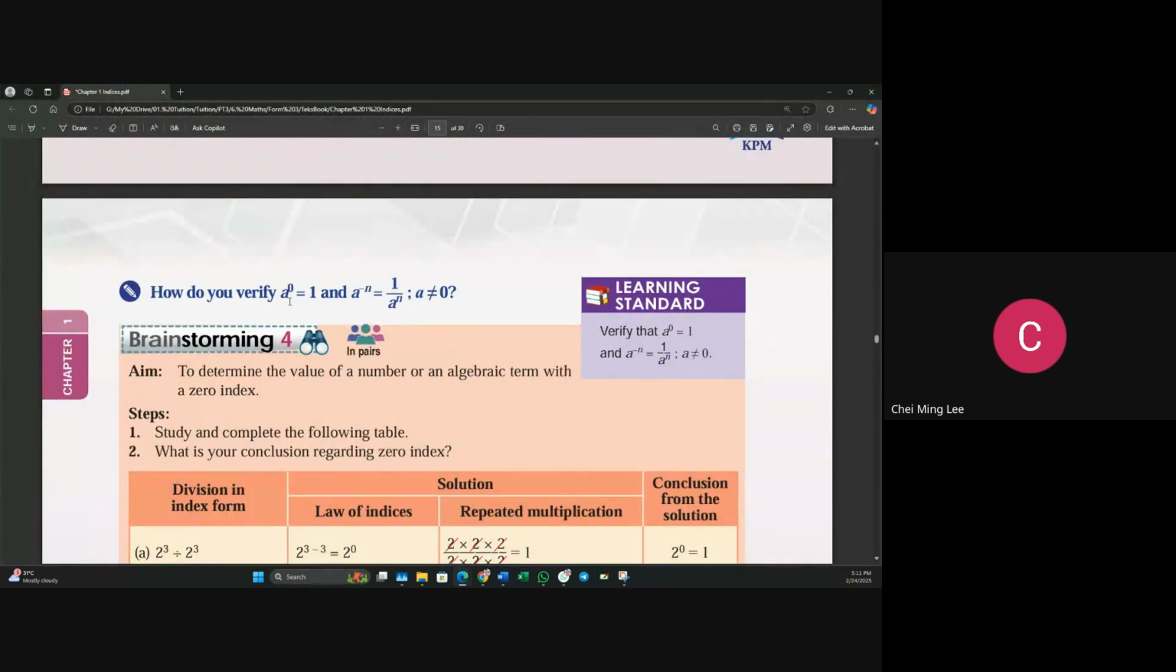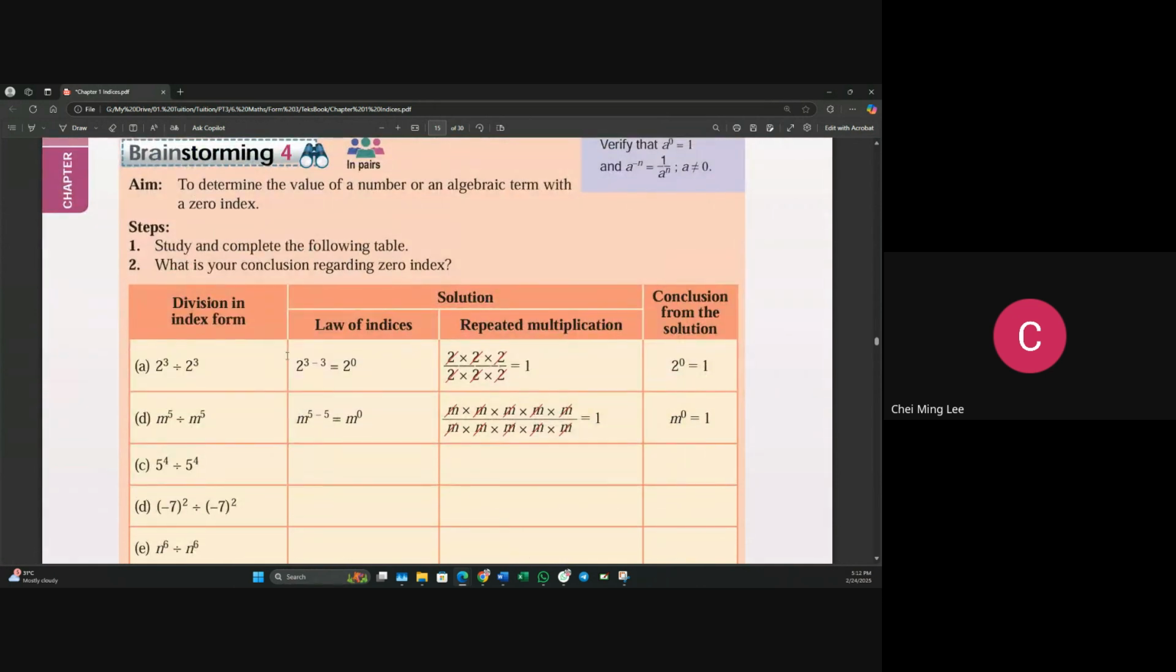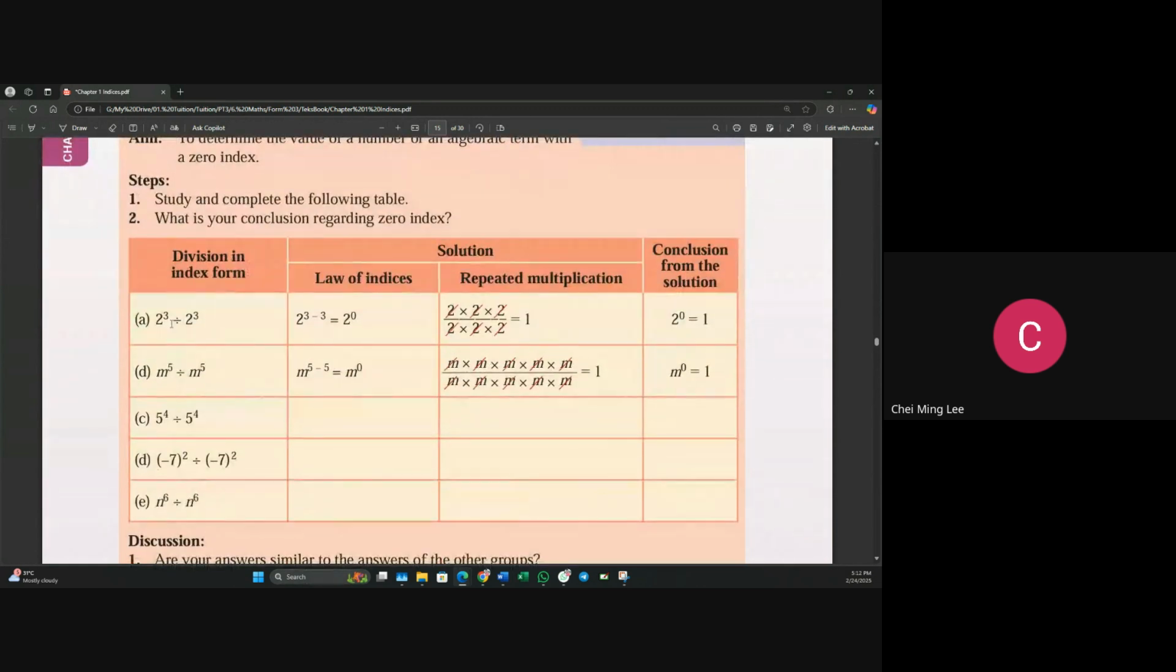So let's see, a to the power of 0 is equal to 1, a to the power of negative n is equal to 1 over a to the power of n. With both formulas, a cannot equal 0. So first, let's see a to the power of 0. When 2 to the power of 3 is divided by 2 to the power of 3, it becomes 2 to the power of 0. But with repeated multiplication, 2 to the power of 3 is 2 times 2 times 2, divided by 2 times 2 times 2. After we simplify, you get 1. So in short, 2 to the power of 0 is equal to 1.